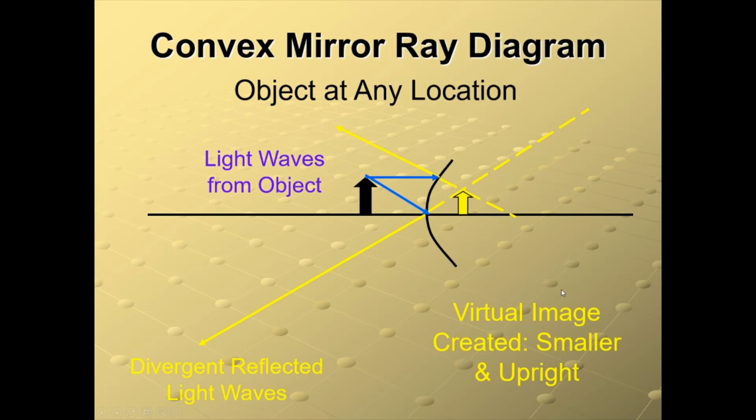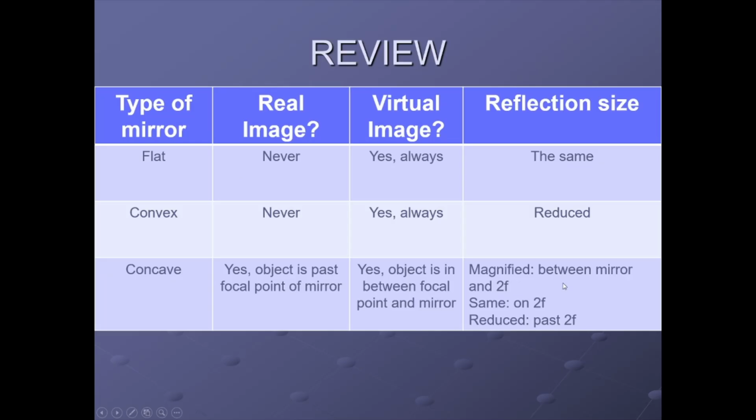So we get a virtual image that's created and it's smaller. Here's a little review for these notes. We're going to finish up here, but this is the last graphic organizer that I made. We have 3 different types of mirrors: flat, convex, which you just covered, and then concave, which I think is the most complicated. Will a flat mirror ever produce a real image? No. Convex? No. Will a concave mirror produce a real image? Yes. In fact, it's the only one that could produce a real image. But it can also produce a virtual image.